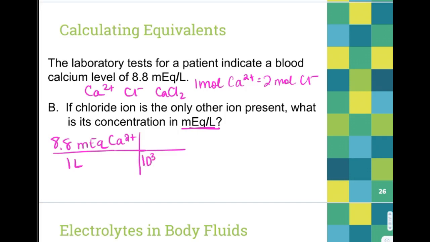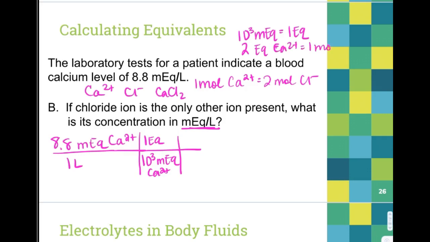And so 10 to the 3 milliequivalents of calcium is 1 equivalent, right? Because I'm going through the same thing we've done before, and I can write this out for you, but 10 to the 3 milliequivalents is equal to 1 equivalent. 2 equivalents of calcium are equal to 1 mole of calcium. Then I have a mole ratio, and let's talk about chloride's conversions. For chloride, the charge is 1, so 1 equivalent of chloride is equal to 1 mole of chloride, and then we use the same milliequivalent conversion at the end to get that.